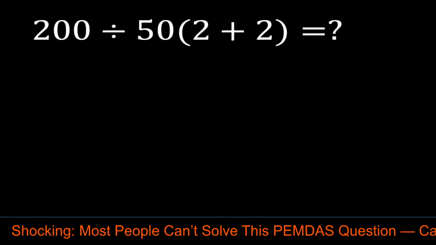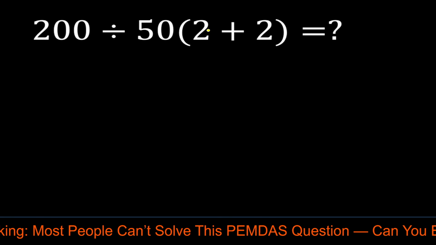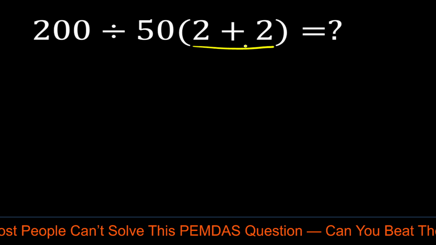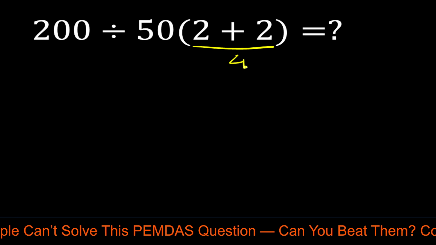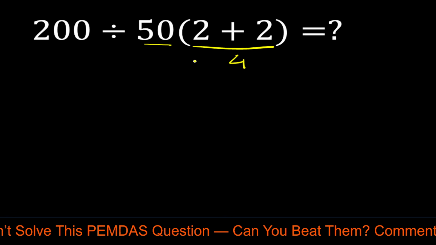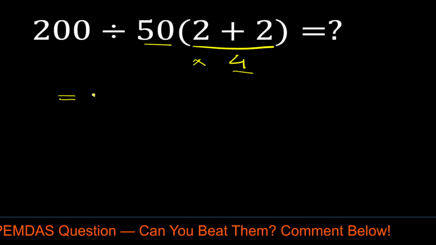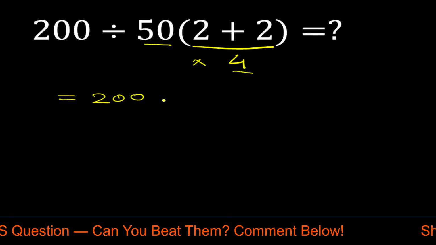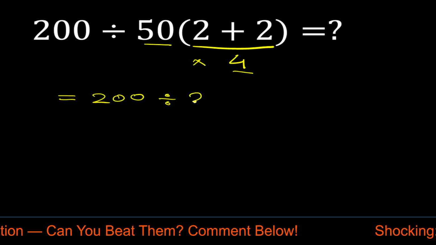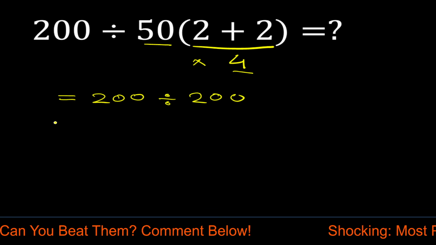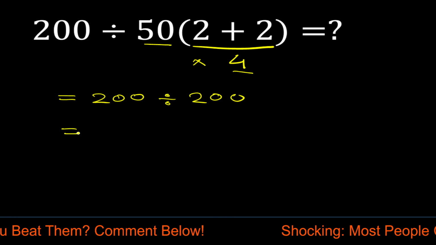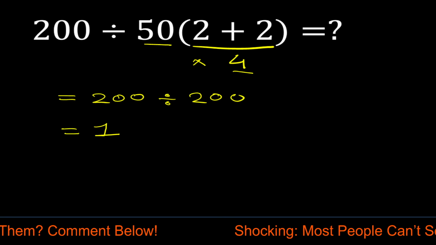So most people solve this question like 2 plus 2. So 2 plus 2 is equal to 4, right? Now 50 times 4. So 50 times 4 is equal to 200, right? So now 200 divided by 200. So 200 divided by 200 is equal to 1, right?